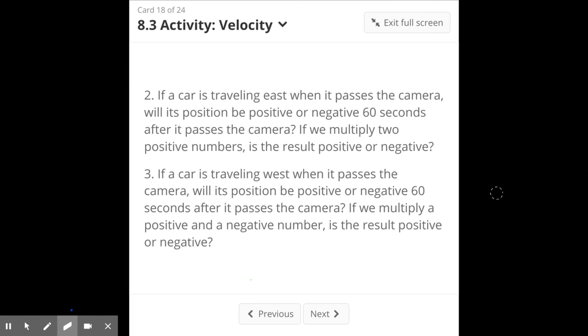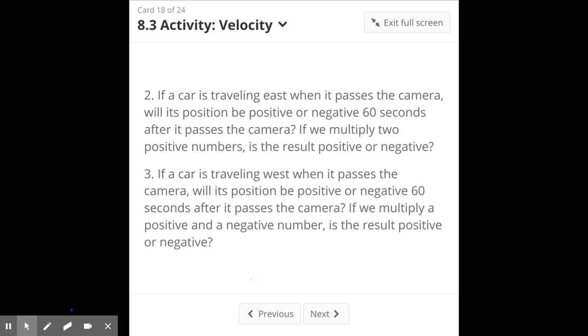All right, if a car is traveling east when it passes the camera, will its position be positive or negative 60 seconds after it passes the camera? It will be positive because we're going to the east, to the right, so it'll be positive. And basically what we're getting to with this activity is to understand that if we multiply two positive numbers, is the result going to be positive or negative? It's going to be positive.